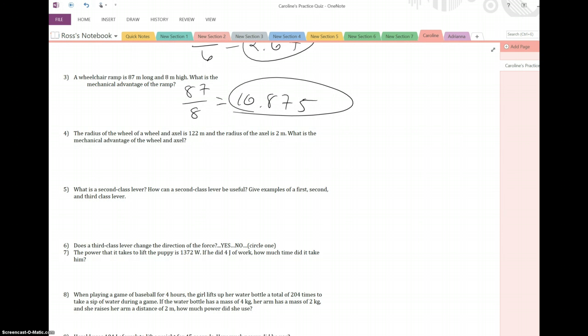The radius of a wheel and axle is 122 meters, and the radius of the axle is 2 meters. 122 divided by 2, and we are left with 40.67.